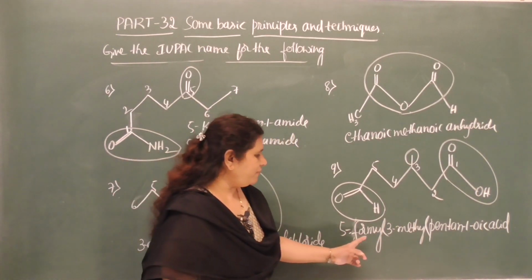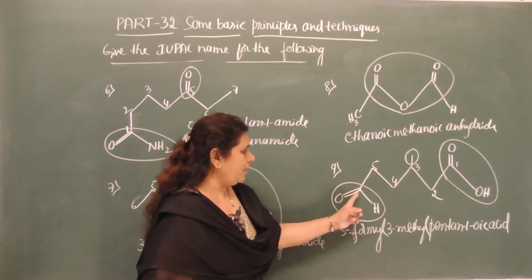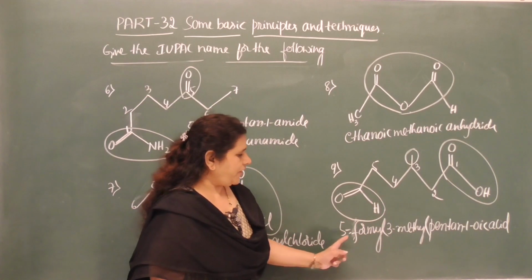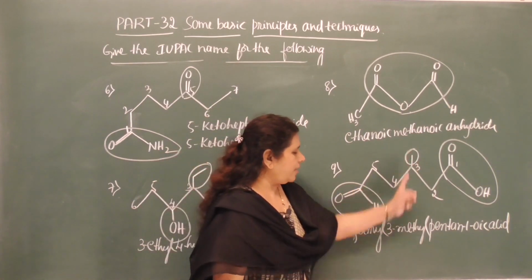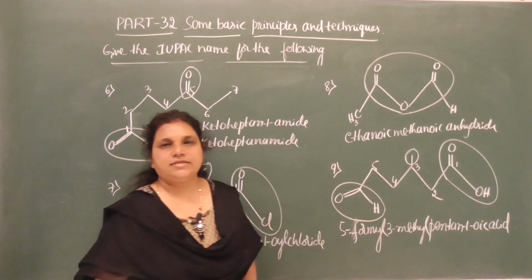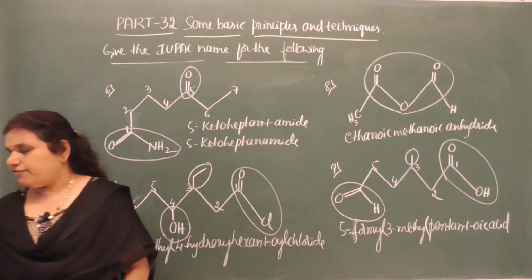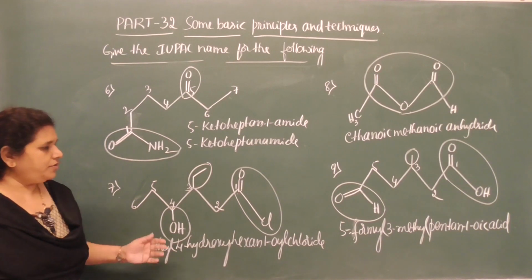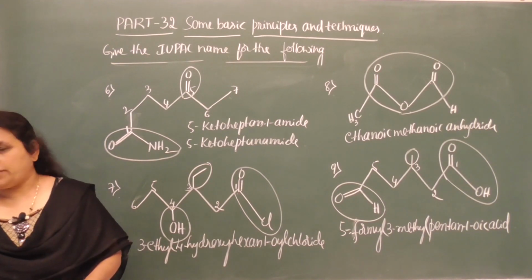So 5-formyl, the aldehyde group is attached to the 5th carbon. 5-formyl, 3-methyl pentanoic acid is the IUPAC name of this bond line formula. Okay, so note down this and move on to the next.